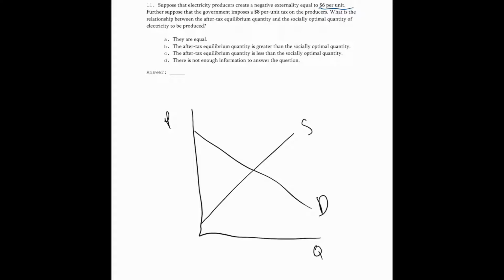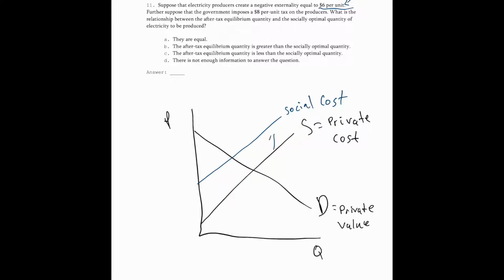So here, you remember your demand is your private value. And supply is just your private cost. And the externality is equal to $6 per unit. So then that means our social costs are up above the private cost everywhere by $6. Right? We've just shifted this curve up everywhere by $6.